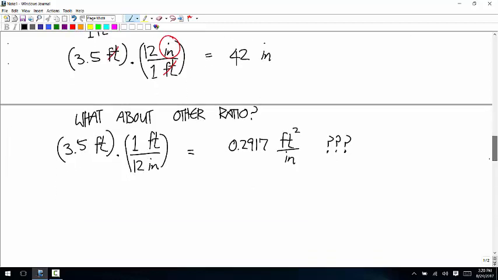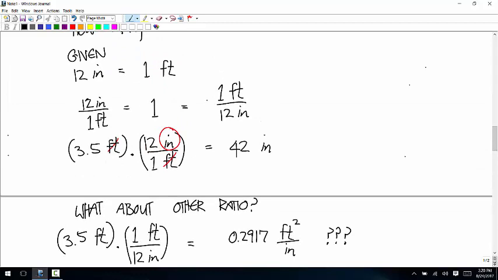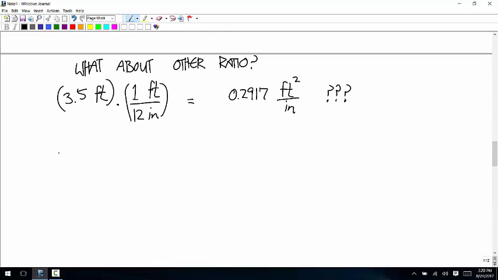So how do you know which of these two ratios to use? You always have these two options. How do you know which one to take? You always want to use the ratio that cancels out the unwanted unit.